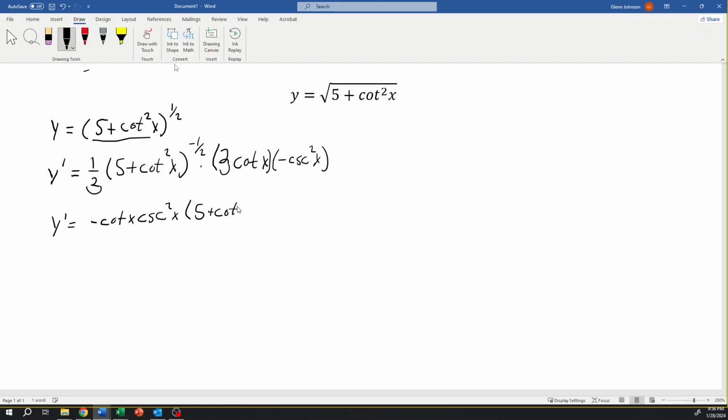We could write the 5 plus cotangent squared of x to the negative 1/2 power, we could put that in the denominator to make it a positive exponent, but this would be sufficient for a correct answer here.